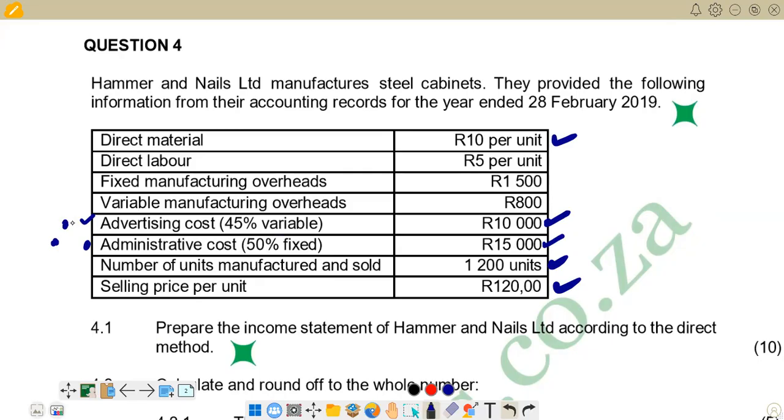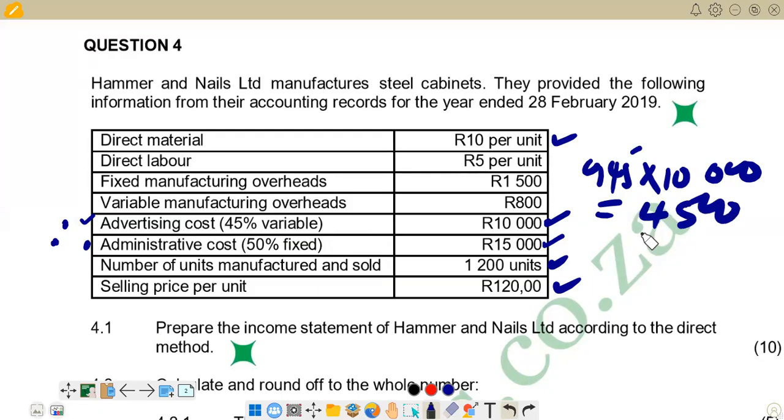So we want to see the total. We are told that for advertising, 45% is variable. So what we are going to do is we are going to say 0.45, which is 45% as a decimal. We multiply by the figure for 10,000 that we are given there to get the specific figure for variable. So if you multiply the two, we are going to get 4,500. So this is the variable part of the advertising.